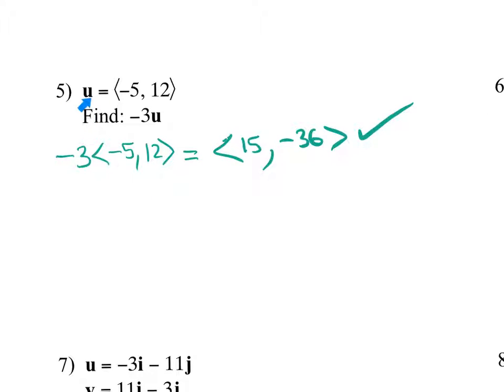Alright, for number 5, we have vector U is -5, 12, and we're asked to find -3 times U. So we simply multiply -3 times the coordinates, or times the components. So -3 times -5 is +15, and -3 times 12 is -36. So this is our answer.